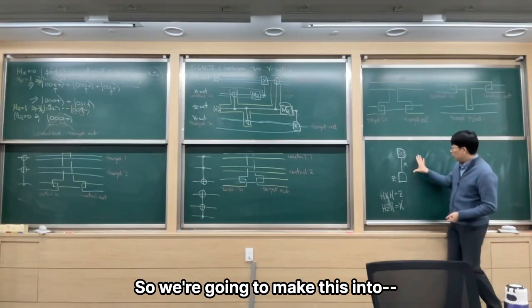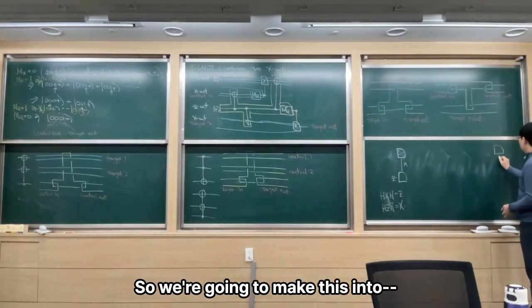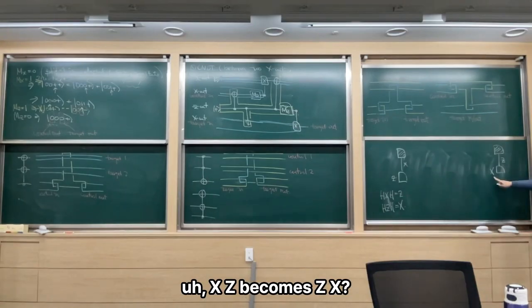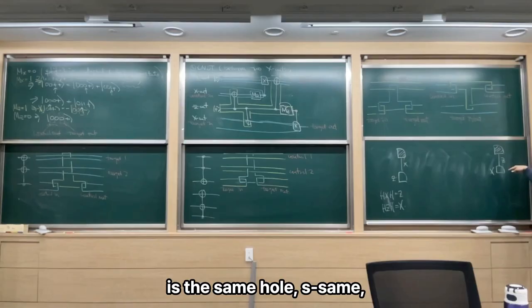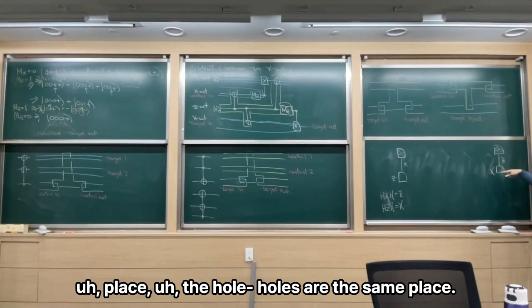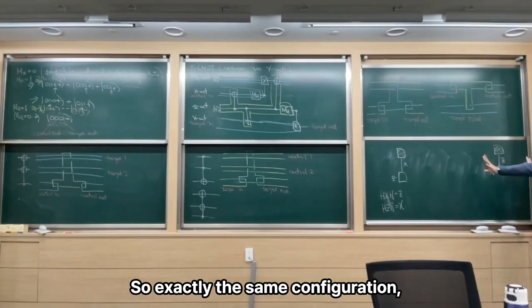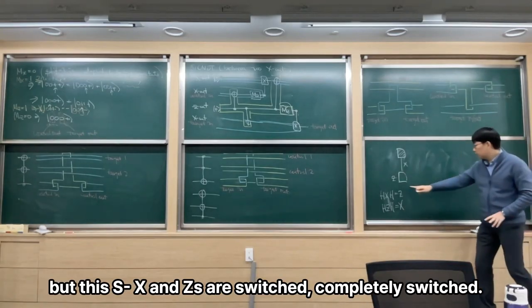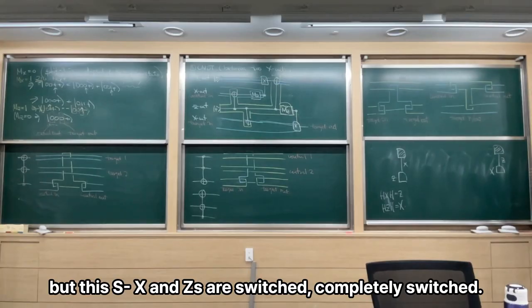So we're going to make this into this. It's very interesting. How could this XZ become ZX? What I mean is the hole is the same hole, in the same place. Exactly the same configuration, but this X and Z are completely switched.